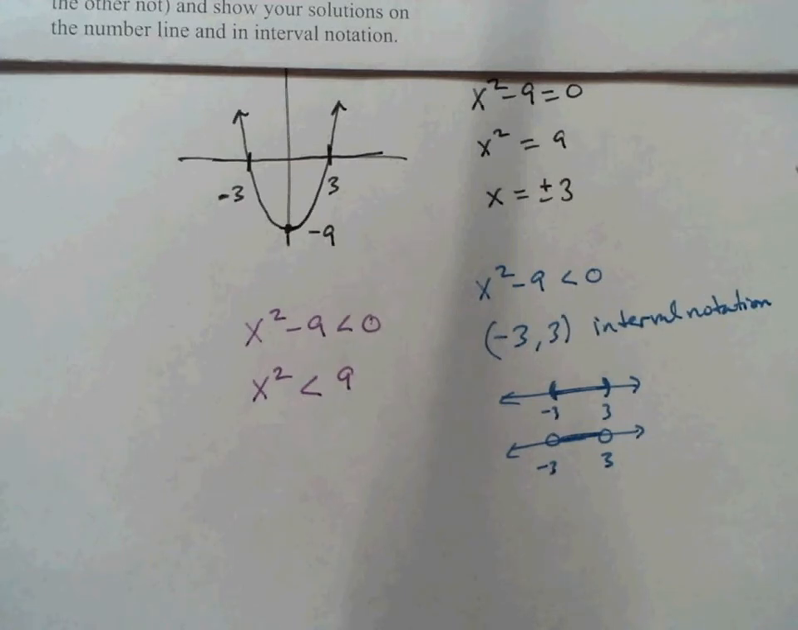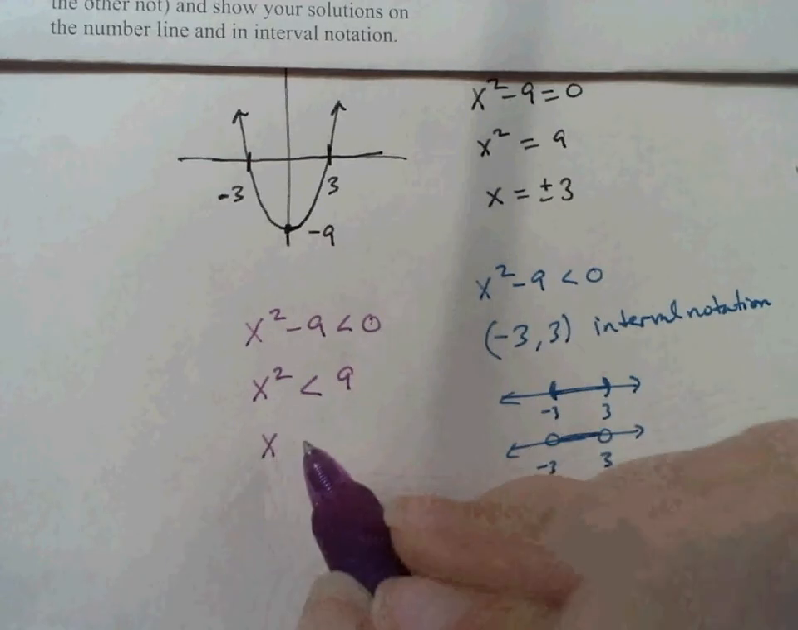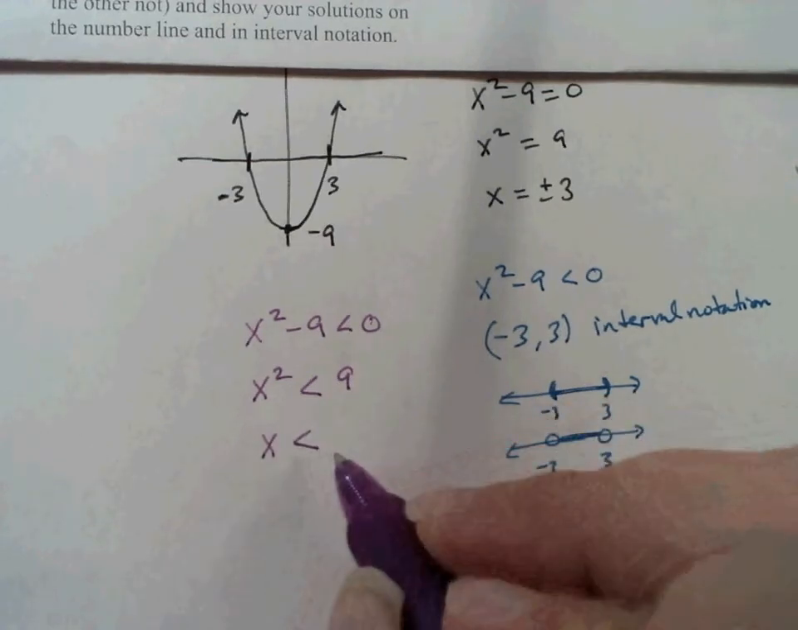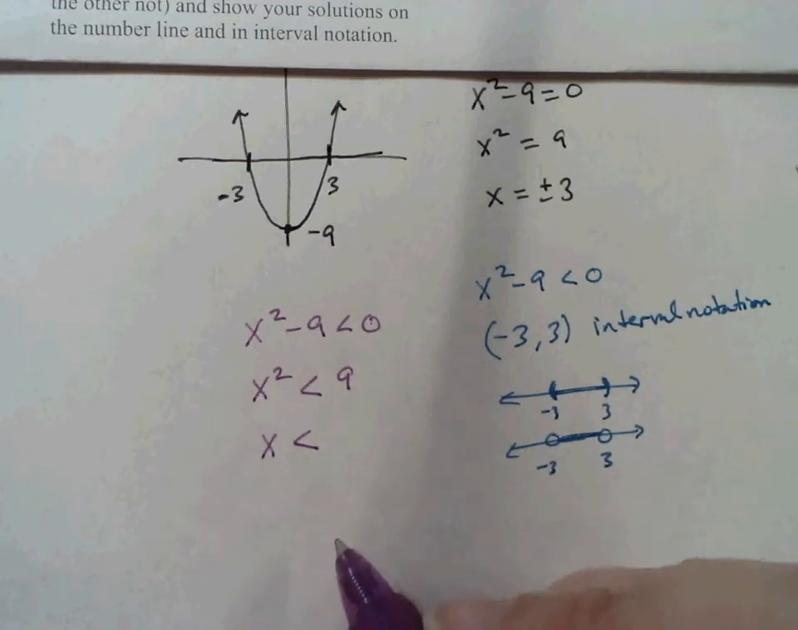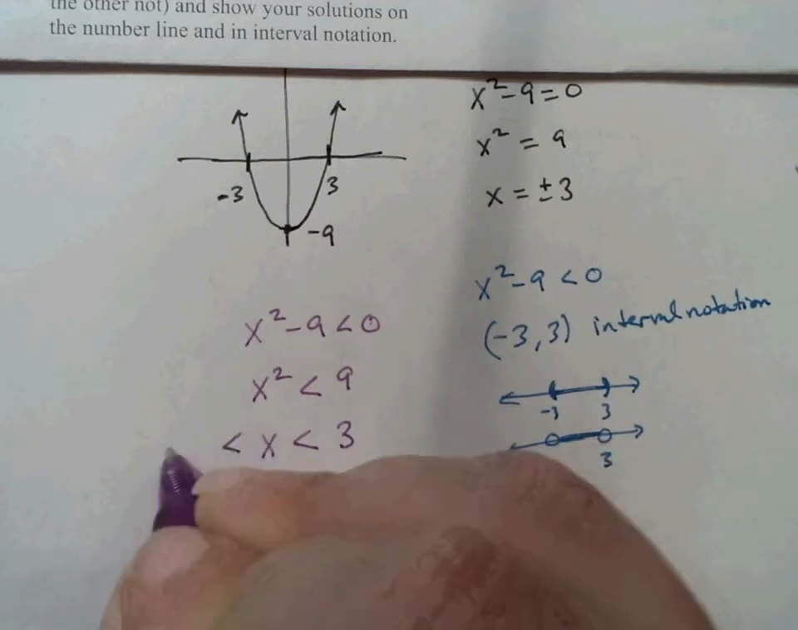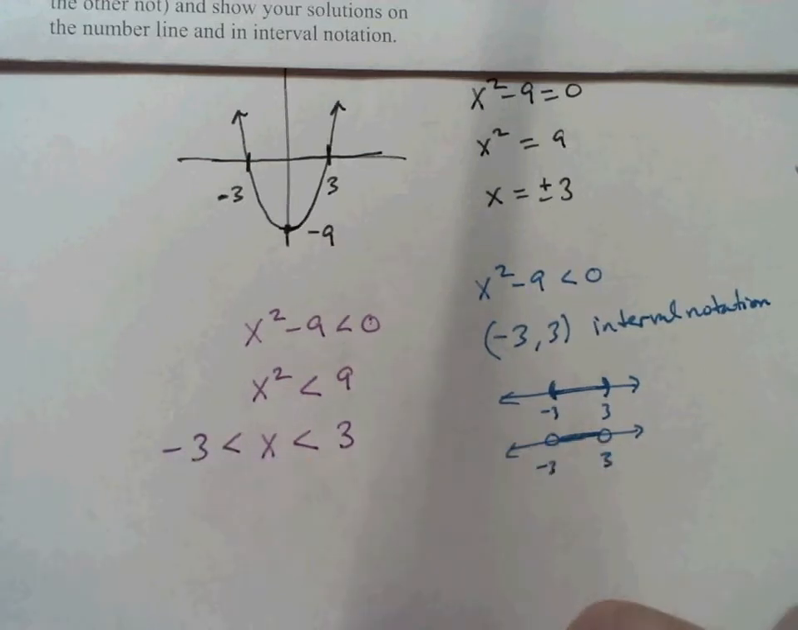Okay. Now, how would you undo a square? You take a square root. Now, when you take a square root, how many answers do you get? It does not make sense for me to say x is less than both positive and negative of a number. I can't put them both there. So what I have to do is put the 3 here, repeat the symbol, and put the negative 3 there.